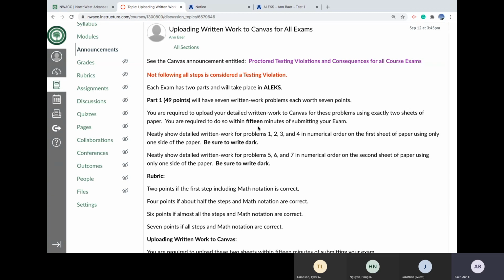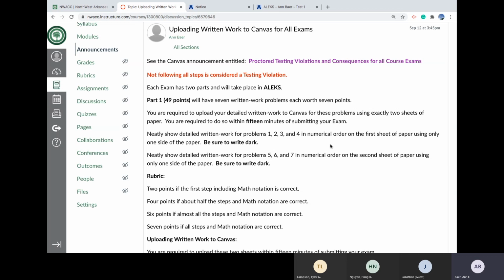So you want to make sure you're just following these rules or you'll have a testing violation. Be sure you're using a pencil because you can erase and save some of that space that you may need to put written work in. And it needs to be neatly presented. And I also want to make one other comment.